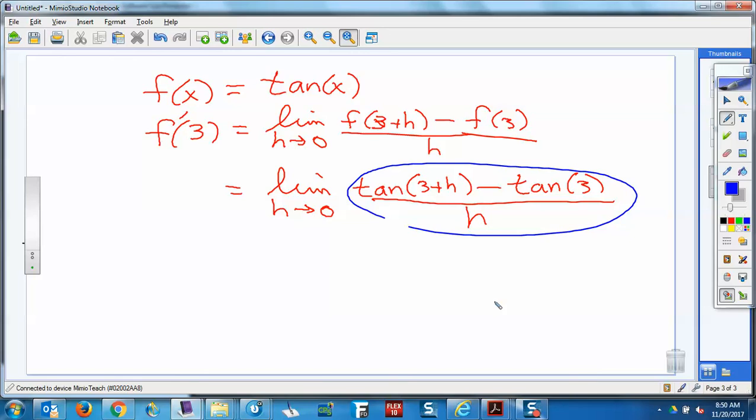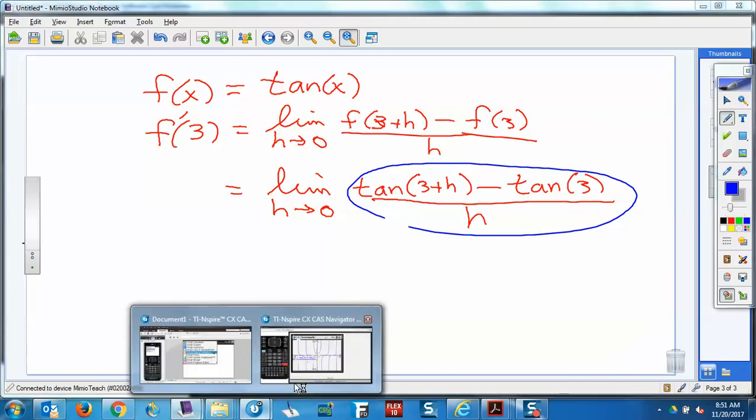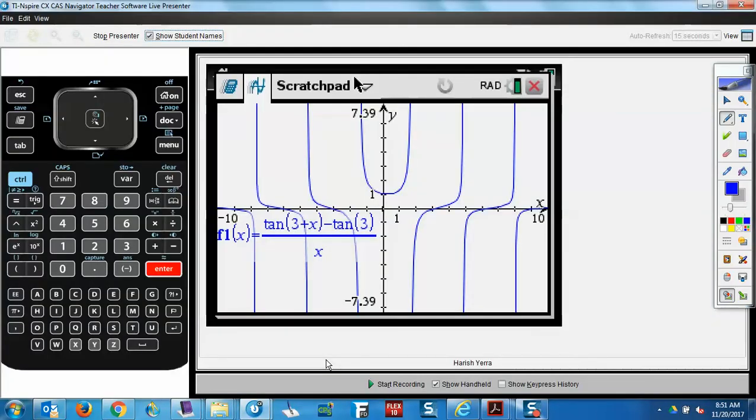There's nothing else we can do. We don't know the derivative rule for tangent yet. We will, but we don't right now. So the only route we have to find this limit is to put it in our calculator and see what these outputs are going to when the input h is going to 0. That's all we're doing. Okay, so Harish has got it graphed there.